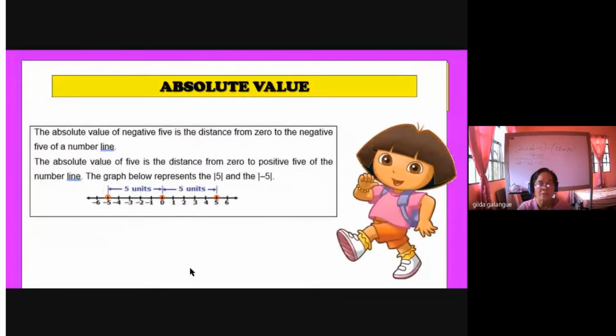So we have absolute value. It is defined as the distance from the origin regardless of the sign. If we find the distance from 0 to 5, the answer is 5. If we find the distance from 0 to negative 5, the answer is still 5. So the absolute value of 5 is 5, and the absolute value of negative 5 is still 5, because we are referring to the distance, and the distance is always positive.